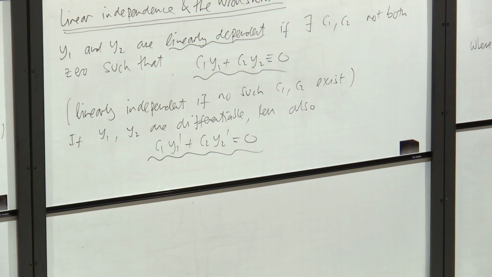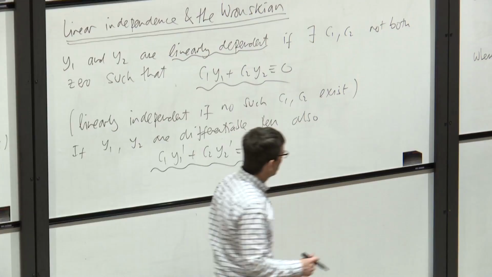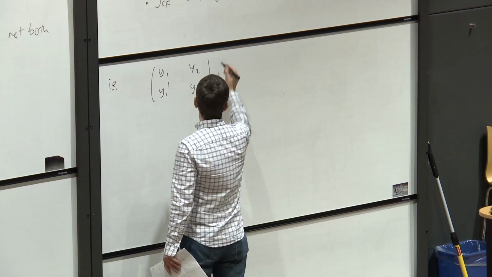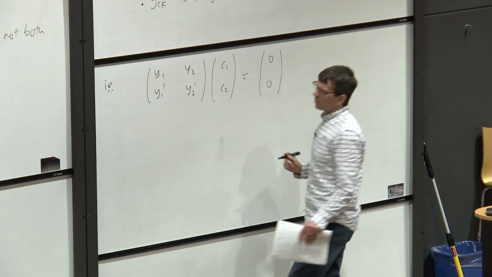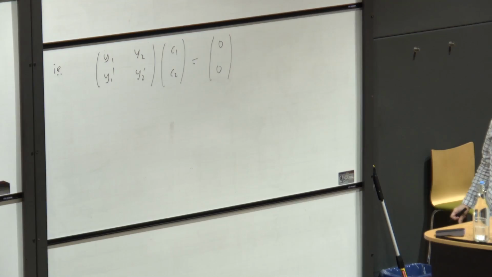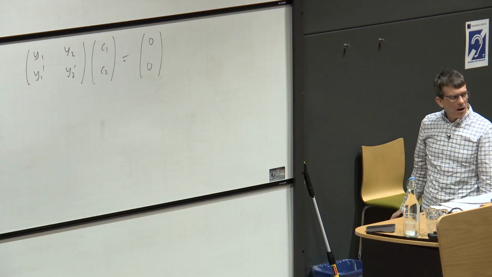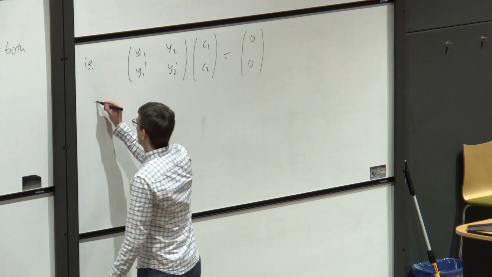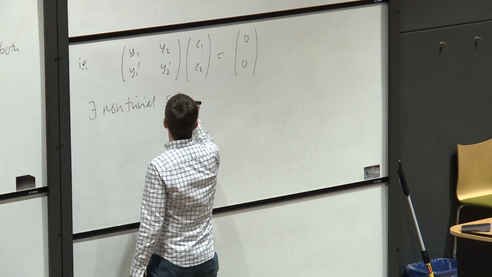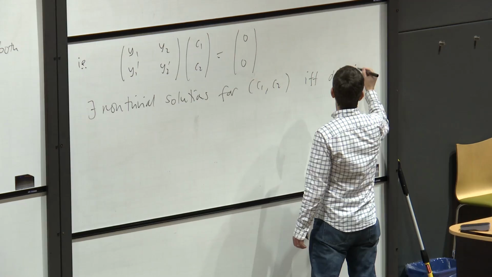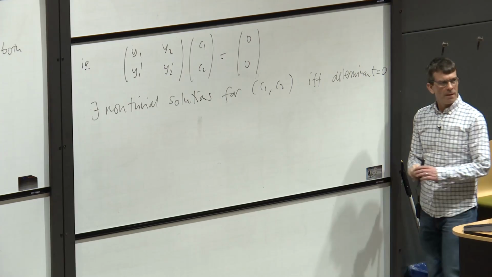Right. Okay. So actually now I could think of this as a linear system of equations for c1 and c2. And we know then that we can get non-trivial solutions for c1 and c2 if and only if the determinant of that matrix is 0. Is that okay? And that determinant is what's called the Wronskian.